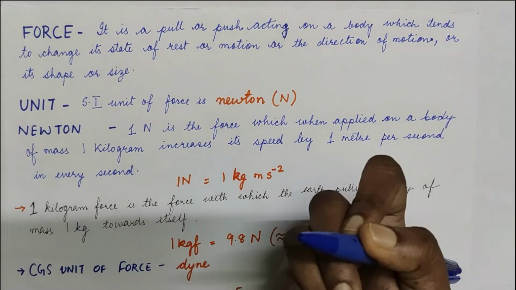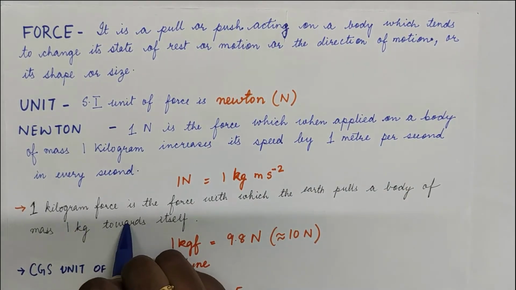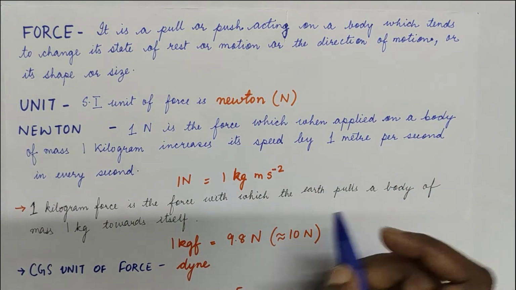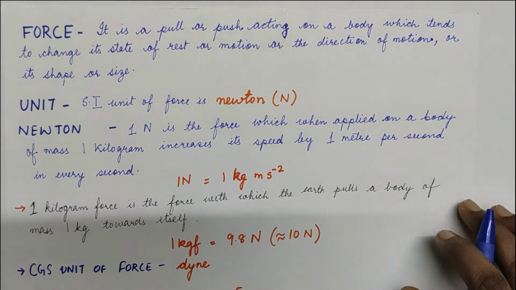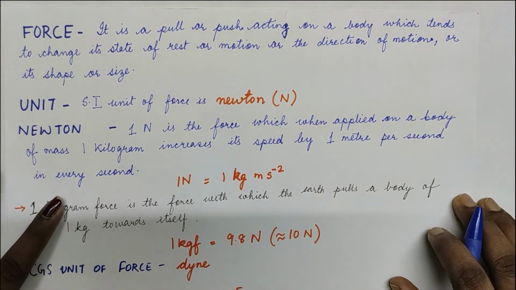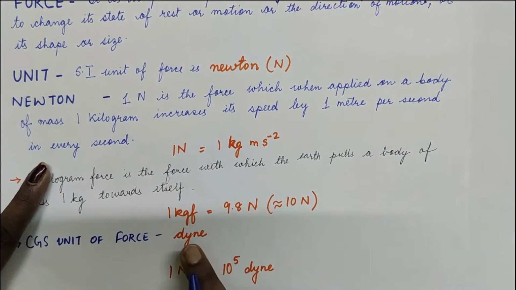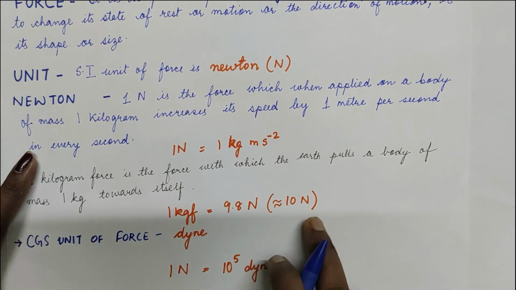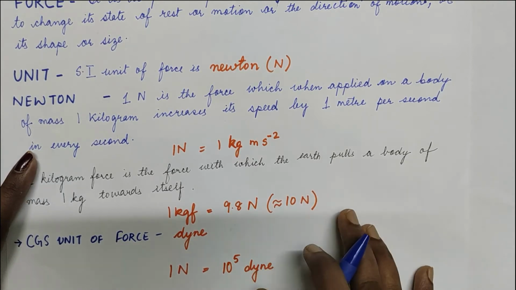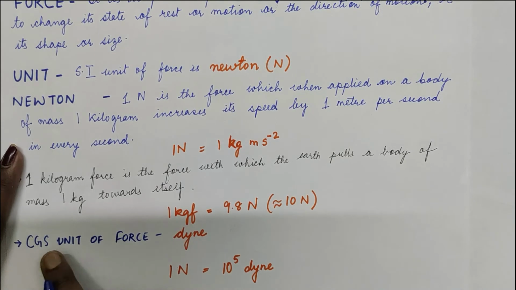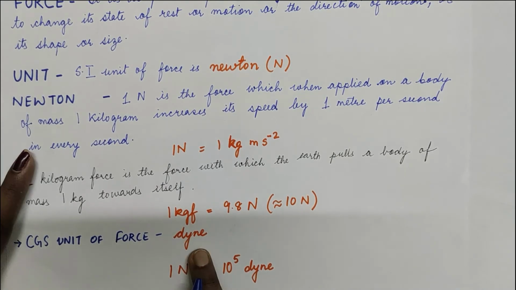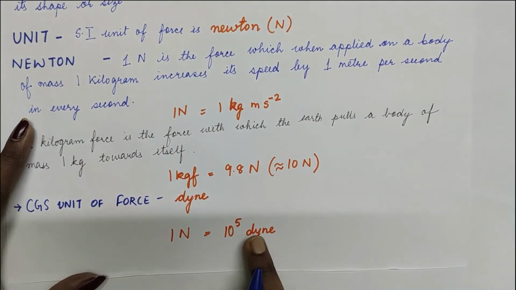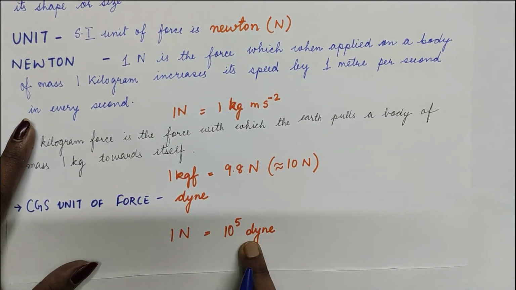The other unit of force is 1 kilogram force, which is the force with which the earth pulls a body of mass 1 kg towards itself. You should remember that 1 kgf is equal to 9.8 Newton, which is approximately 10 Newton. We can assume it to be 10 Newton at times. And the CGS unit of force is Dyne. Also remember the relationship that 1 Newton is equal to 10 to the power 5 Dyne.